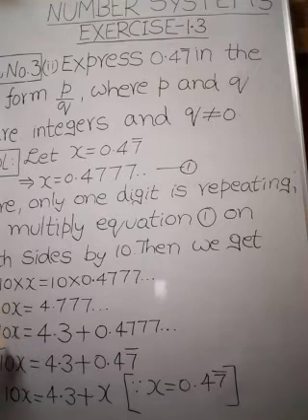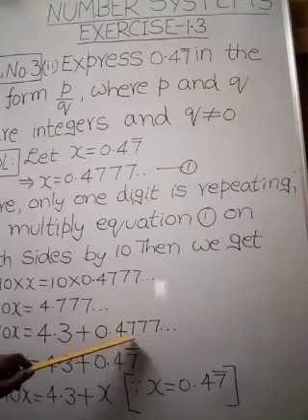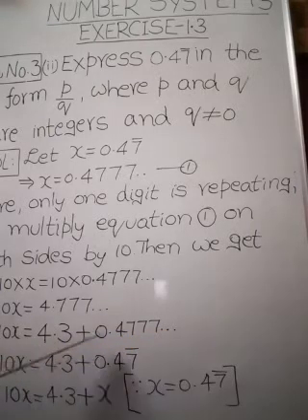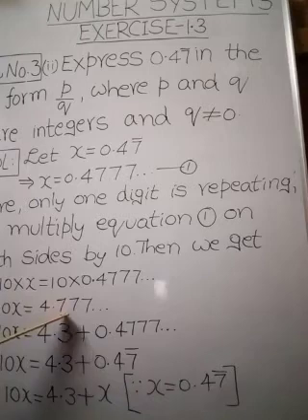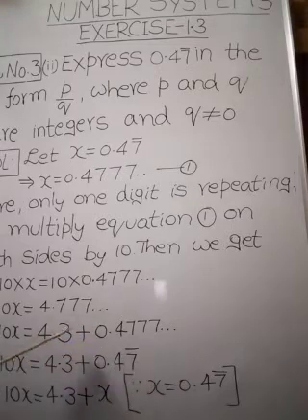This implies 10x is equal to, this number can be split into two numbers like this, 4.3 plus 0.477 and so on. If we are adding these two numbers, we get this number only. That is why we are splitting the given number into two numbers. Understood this step, my dear children?